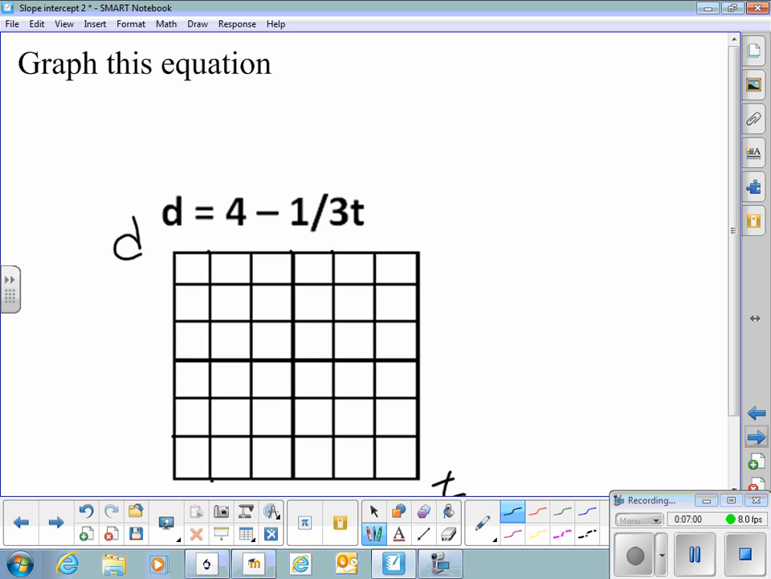So if we say each square is 1, then we would start out at 4 and go down 1 over 3. Down 1 over 3. There we go. That one's a little off, but not too bad.